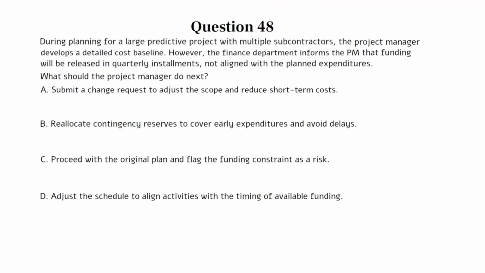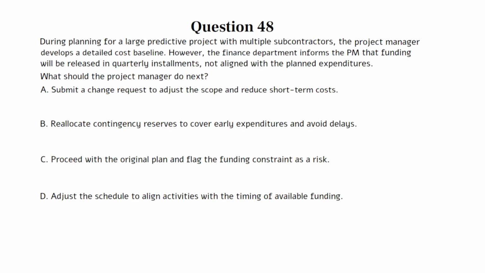Question 48. During planning for a large predictive project with multiple subcontractors, the project manager develops a detailed cost baseline. However, the finance department informs the PM that funding will be released in quarterly installments not aligned with the planned expenditures. What should the project manager do next? A.